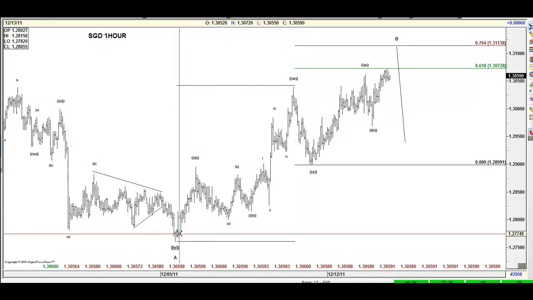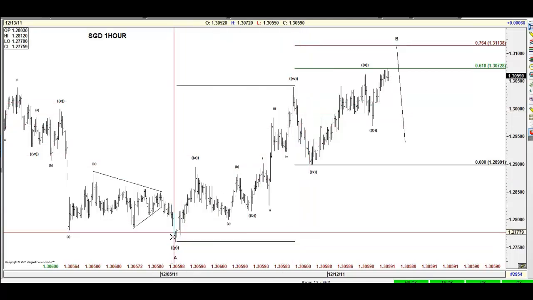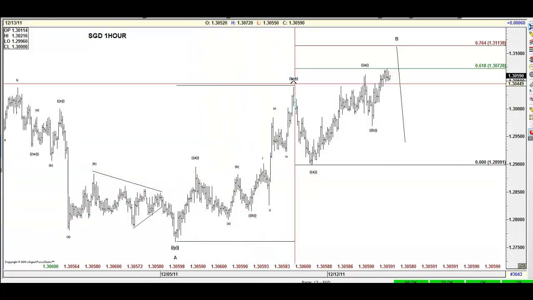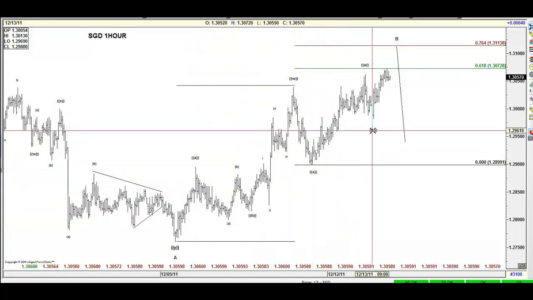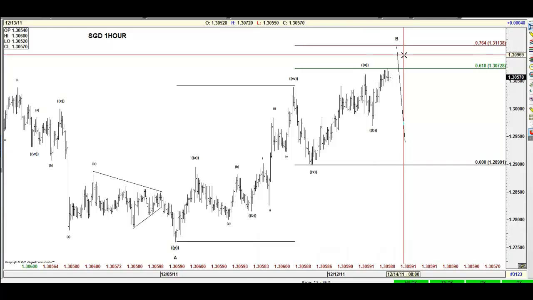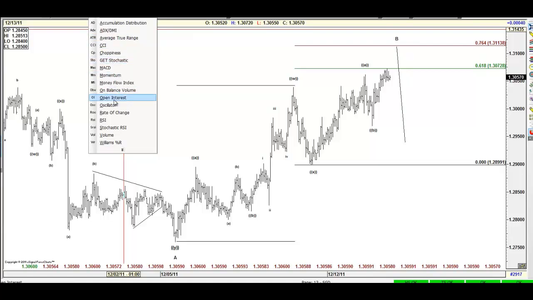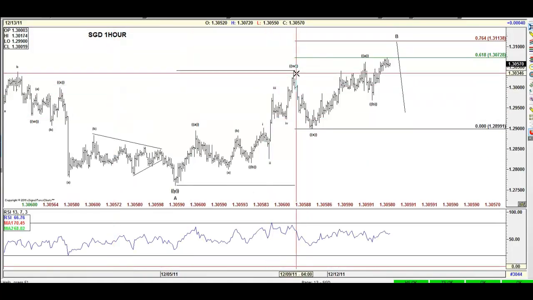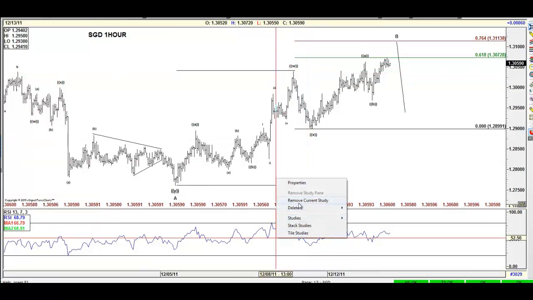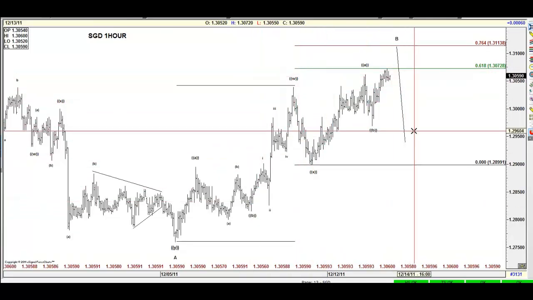Now, what do we have here? How many swings? 1, 2, 3, 4, 5, 6, and 7 swings. Guess what? Ready to drop. So keep that in mind. I believe, look at the RSI, giving you divergence on the C wave, and most likely this pair is dropping at any moment.